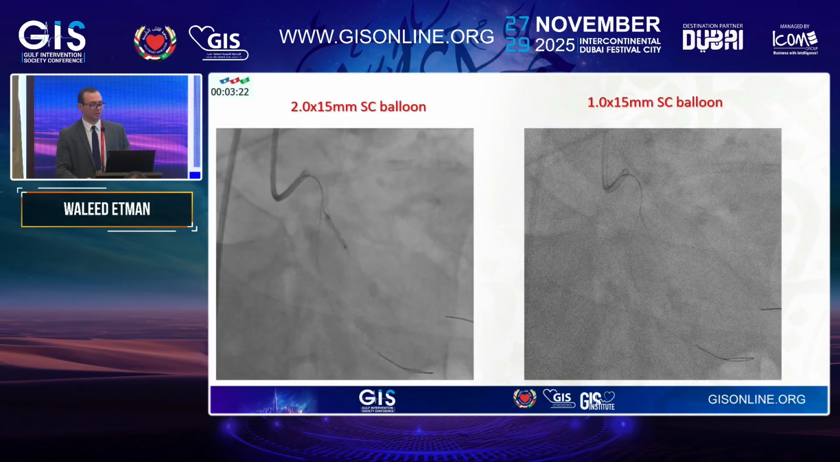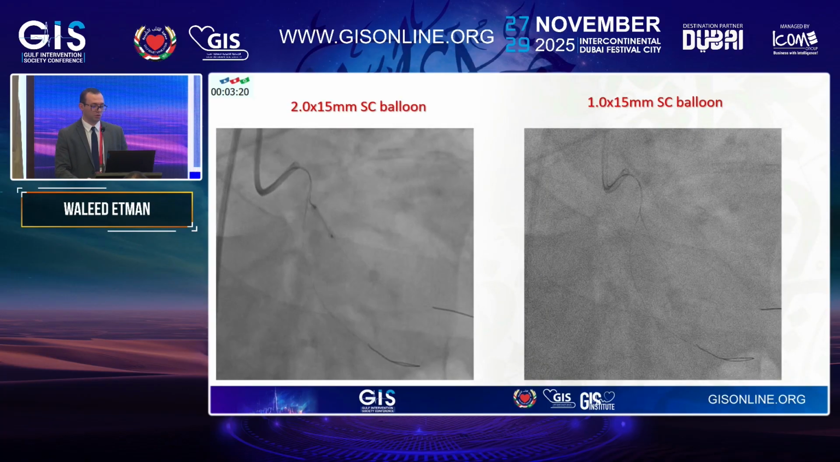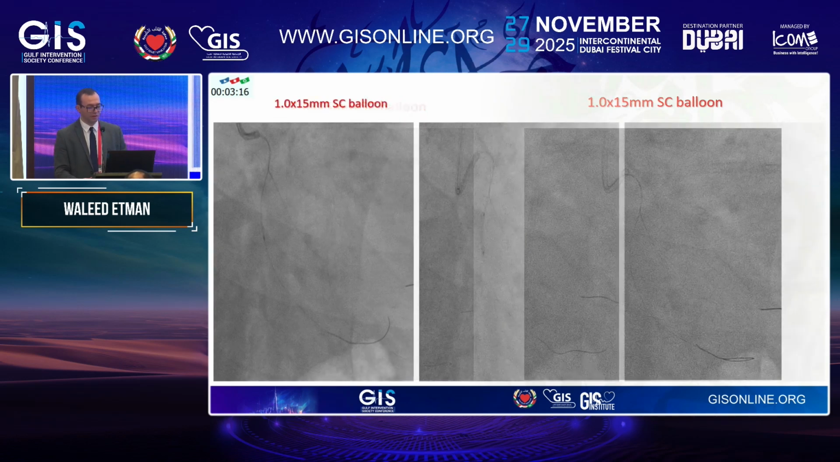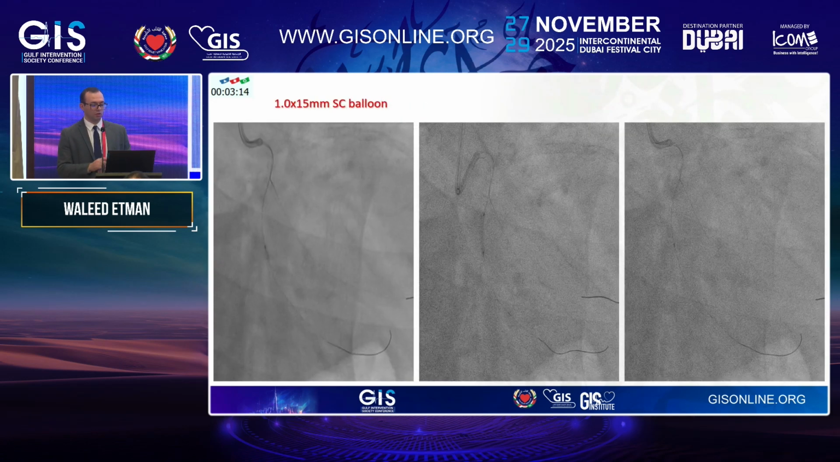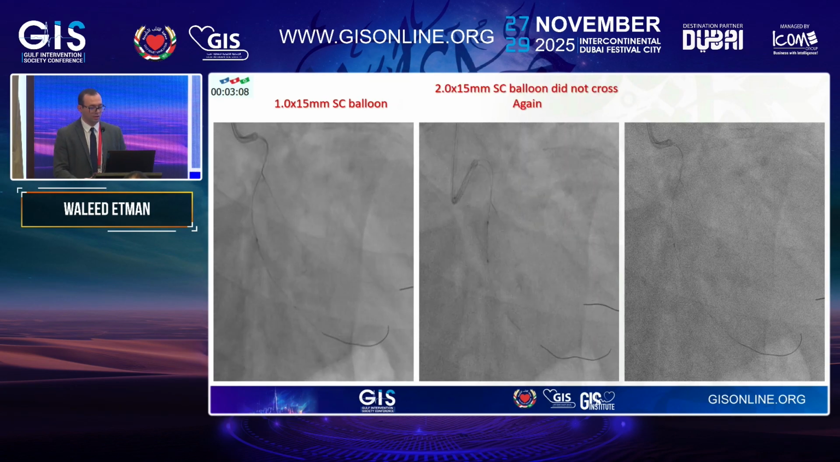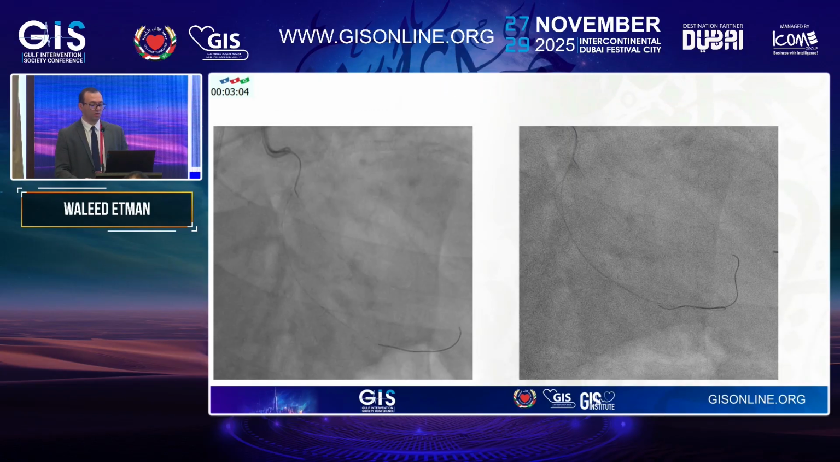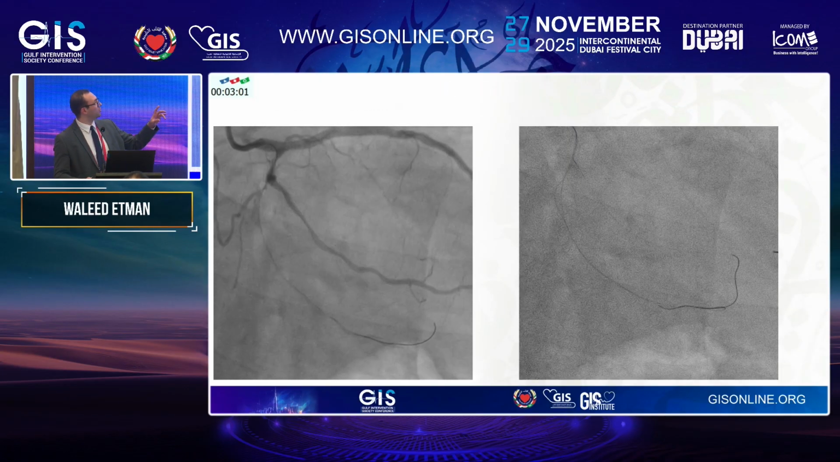I pre-dilated this lesion in the obtuse marginal. Then I brought a 1.0 balloon. It passed easily in the circumflex. However, again, the 2.0 balloon didn't pass. I did a grenadoplasty. Maybe it works again. It didn't work. So I decided to use another wire, a Pilot 150.